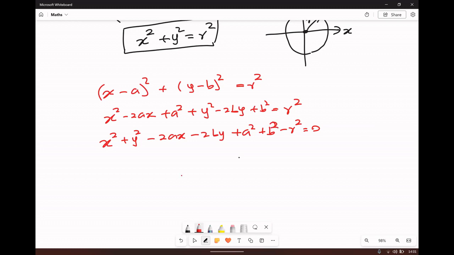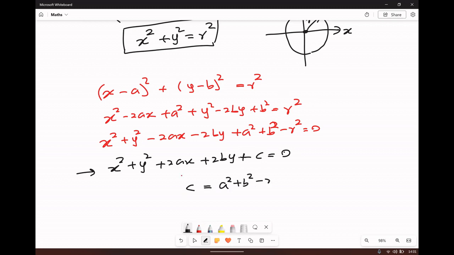Okay, so if I rewrite it in a format which is a bit clearer, we can write x squared plus y squared plus 2ax plus 2by plus c is equal to 0. So you can see here, if you write the equation in this format, we know that c is going to be equal to a squared plus b squared minus r squared. Actually, this is the other common format of the equation of a circle.